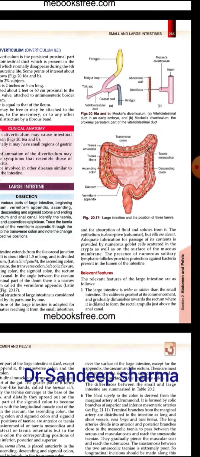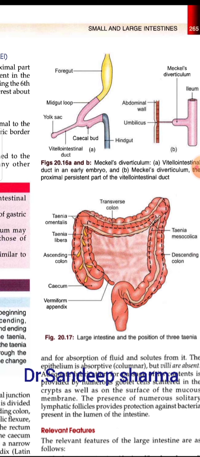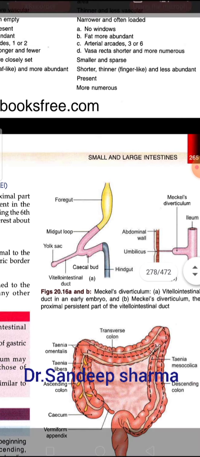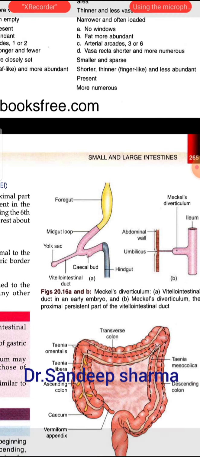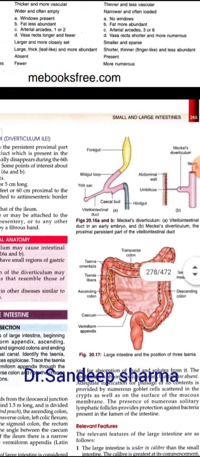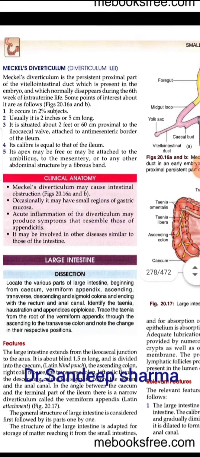You can see in this diagram the foregut, the midgut loop, the yolk sac, and the vitello-intestinal duct over here. What happens is that there will be a Meckel's diverticulum which may or may not be attached to the umbilicus. So this is the clinical importance of Meckel's diverticulum. It may come for 2 marks, so just keep it in mind.